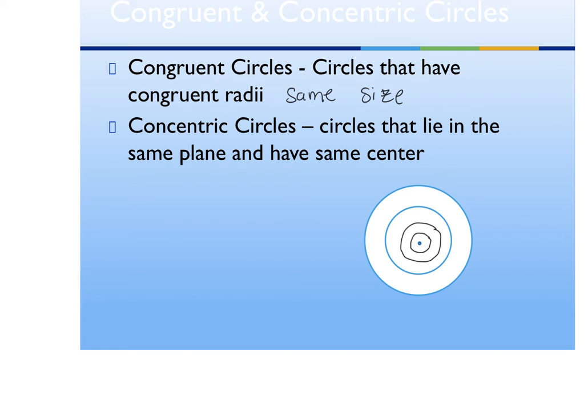Questions on congruent versus concentric? Do you remember how we used to have congruent shapes too, and those were exactly the same, right? Same thing here with circles. If they're congruent, they're the same exact size, but not necessarily located in the same spot. Okay.